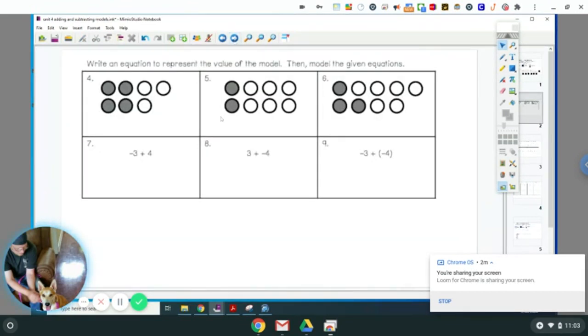Okay, so write an equation to represent the value of the model, and then the model, the given equation. So here, this is saying -4 plus +3. And so these cancel out. So it means you're left with -1. This is -2 plus 6. So these cancel out to +4. This is -3 plus 6. So these cancel out, equals a +3.